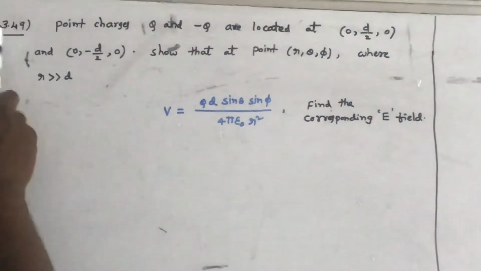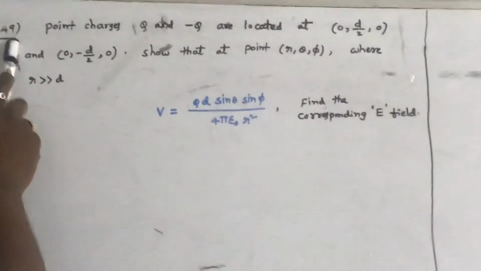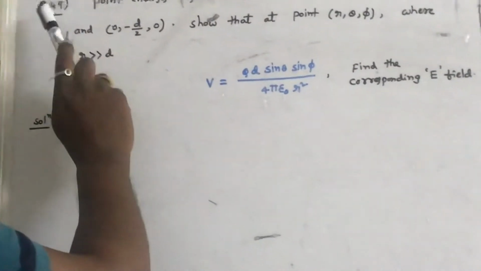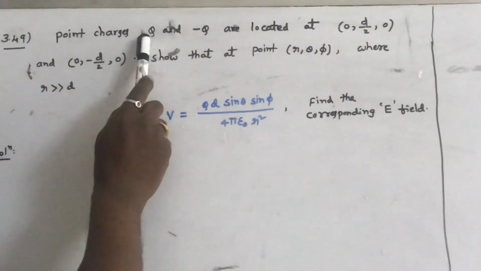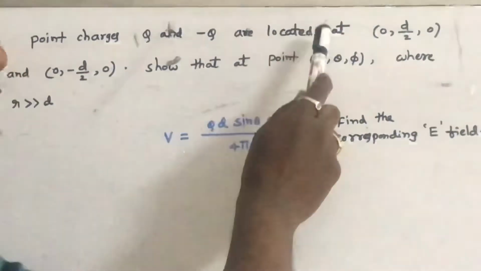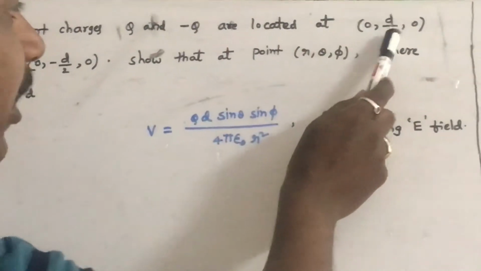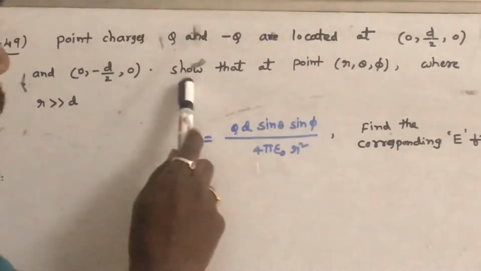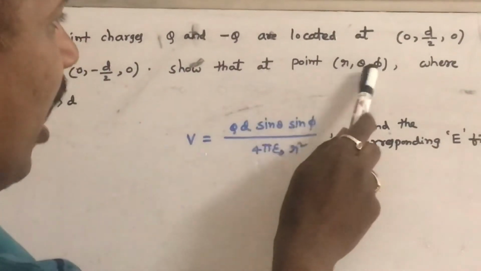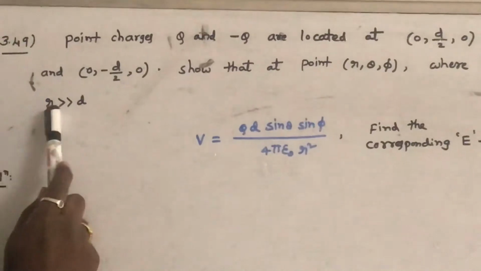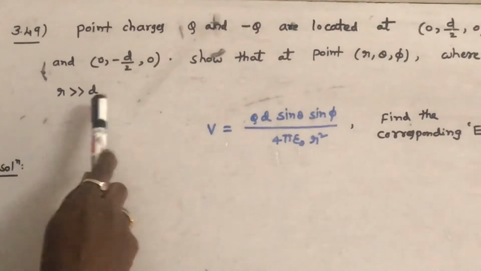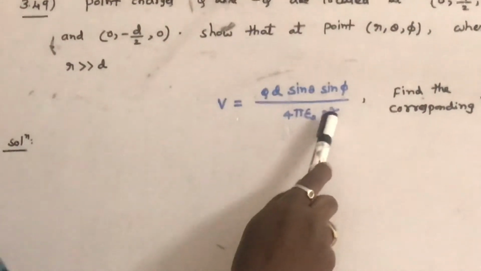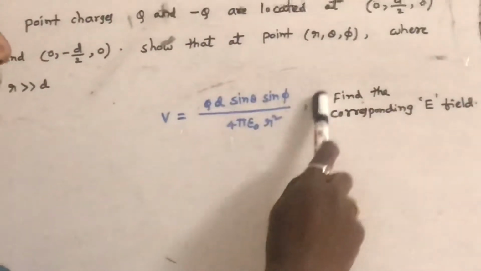Hi, this is problem 3.49 from Elements of Electromagnetics by Sadiku, 4th edition. The question is like this: the point charges +q and -q are located at (0, d/2, 0) and (0, -d/2, 0). Show that at point (r, theta, phi), where r is much greater than d, the potential V is equal to q d sin theta sin phi by 4 pi epsilon naught r squared, and find the corresponding electric field.